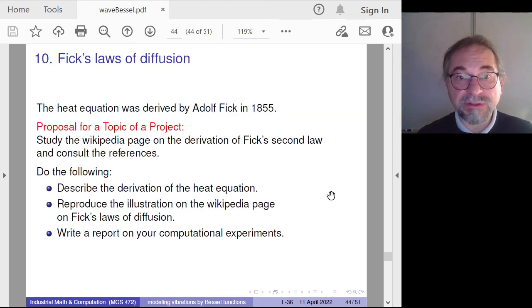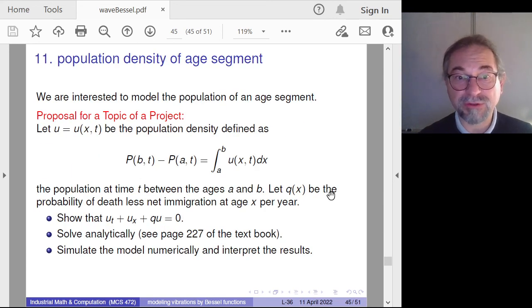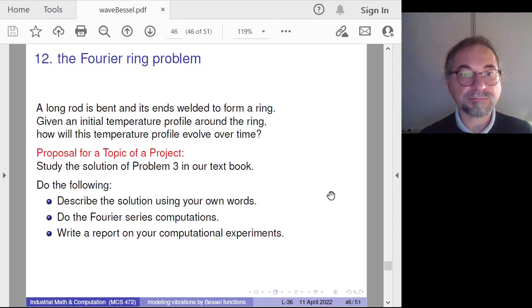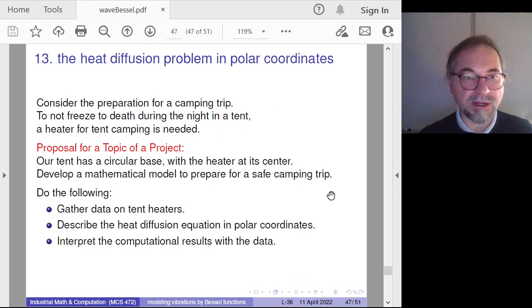The heat equation, where does it come from? That's the topic of this project. Population modeling again, but now with the transport equation. Is this a model that makes sense? Here is a variation on the heat equation. This is one of the problems that we skipped in chapter 11. Work it out. We have the heat equation in polar coordinates, a bit similar to what we studied today, but we've seen the Helmholtz phasor solution method. Apply it to this problem.